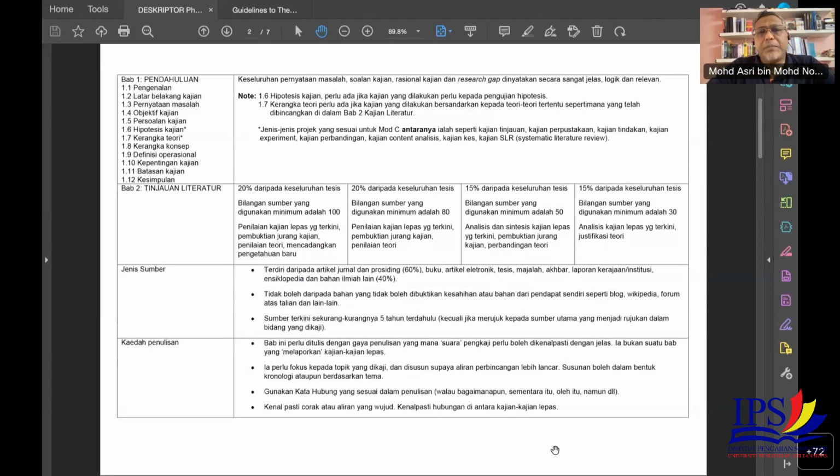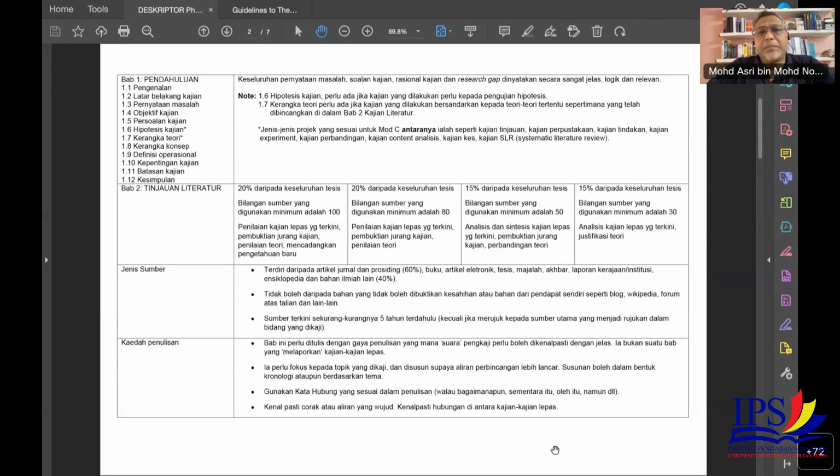Okay? Right. And what kind of materials should you include in your literature review in chapter 2? Again, this is a suggestion. It should be articles, journals, and proceedings. 60% of it should be articles, journals, and proceedings. Another 40% would come from books, electronic materials, theses, and so on and so forth. Okay, but again, this is a rule of thumb. This is just a guideline. Doesn't mean that you have to strictly, religiously stick to this 60%, 40%. Yeah. It may change depending on what you're writing.